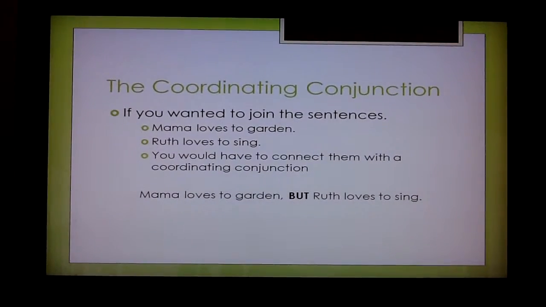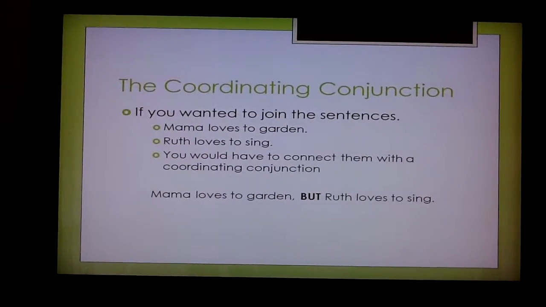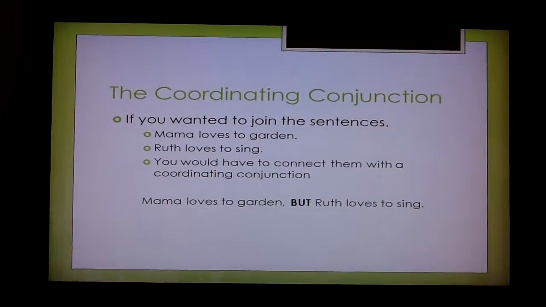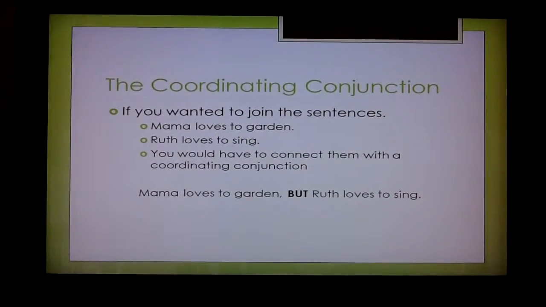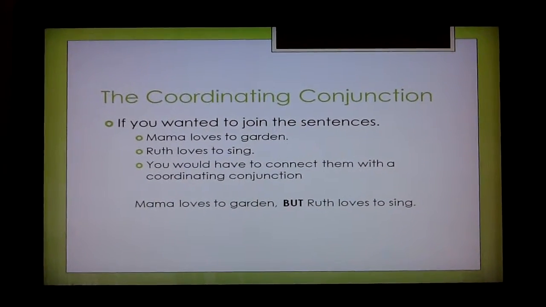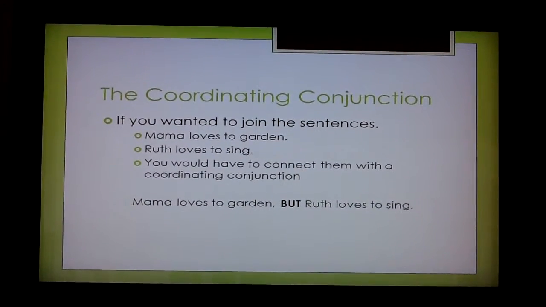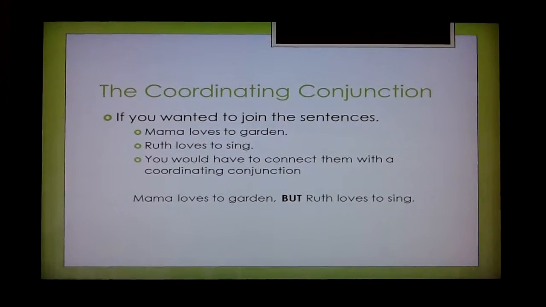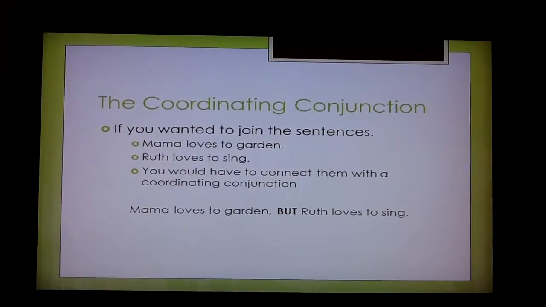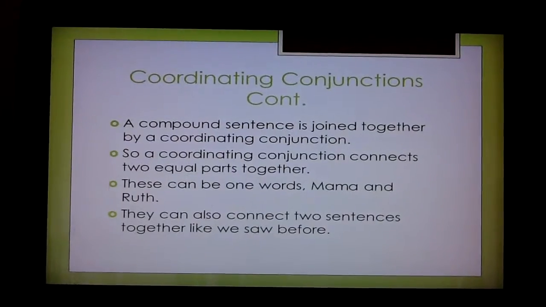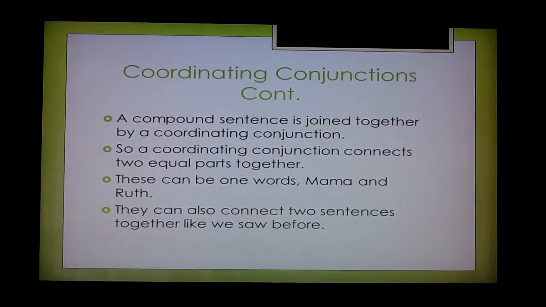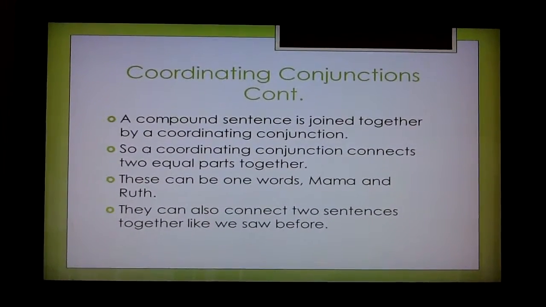If you wanted to join these sentences, Mama loves to garden and Ruth loves to sing, you'd have to connect them with a coordinating conjunction. What we would do there would be Mama loves to garden, but Ruth loves to sing, where but would be our coordinating conjunction that's linking those two together. A compound sentence is joined together by a coordinating conjunction.